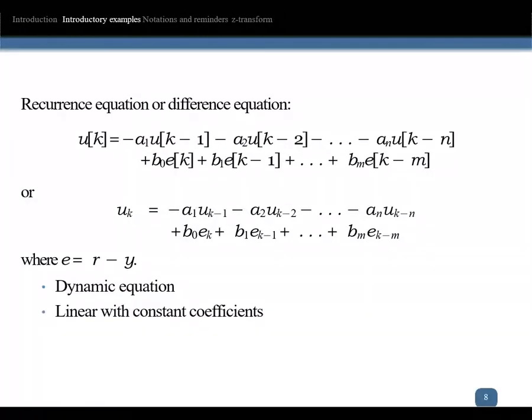Okay, we start with one small example. If you remember the recurrent equation or the difference equations, you can see u(k) is equal to minus a1 u(k minus 1) plus minus a2 u(k minus 2), etc., and plus b0 e(k) plus b1 e(k minus 1).